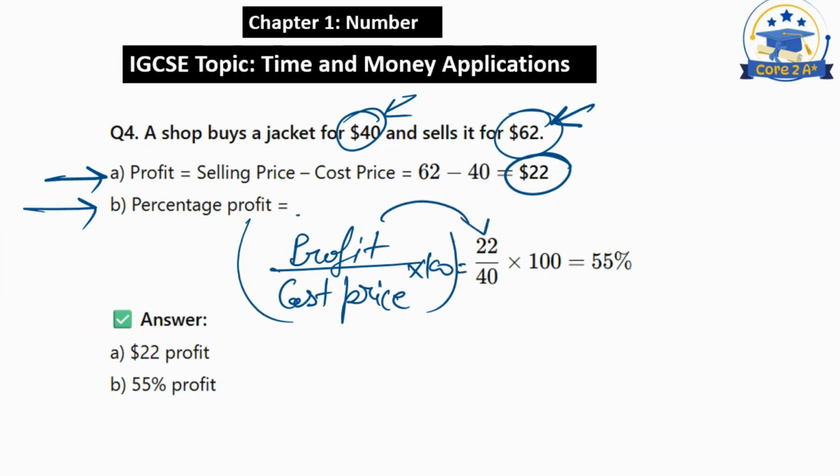Just put the values. Profit is $22. Cost price was the initial price, right? Before the selling price. It was $40, and just multiply by 100. That's how you will be getting 55, and this would be in percentage. Why? Because we are finding percentage profit. Okay, there is a difference between profit and percentage profit. So be clear with it.